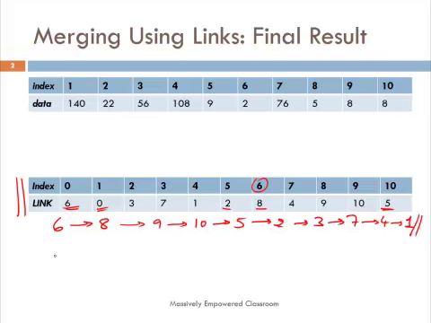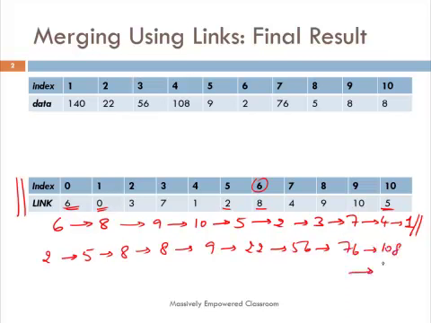So if you look at the corresponding data elements for this array, a of 6 is 2, a of 8 is 5, a of 9 is 8, a of 10 is 8, a of 5 is 9, a of 2 is 22, then we have 56, then a of 7 would be 76, a of 4 is 108, and then a of 1 is 140. So that is the sorted order. So these are the data elements. This is the linked list in the links array.